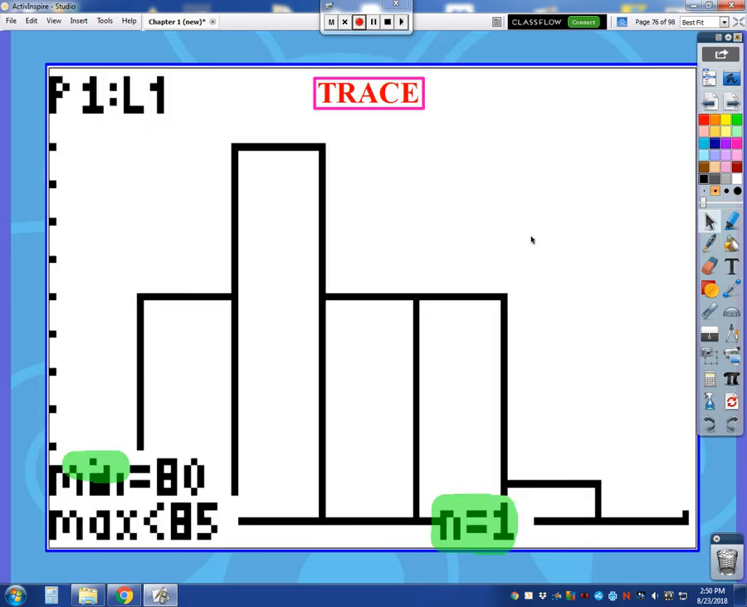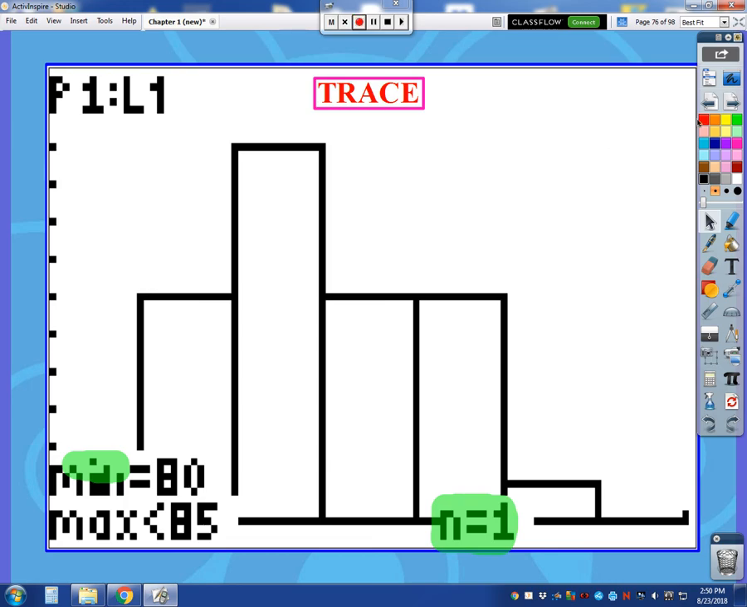Now, if you go up to the top, there's the Y equals button, there's the Window button, there's the Zoom button, and then there's the Trace button. If you press the Trace button, which is over by the Graph button, then you're going to see a little cursor kind of blinking, and it's kind of hiding back behind here. You're not going to see it on this screen in particular, but it's really on top of the first bin. And there's this information that says min equals 80, max is less than 85. It's telling me that this first bin that's hiding back here has one value in it. It has a frequency of 1, and it includes all numbers 80 up to but less than 85.